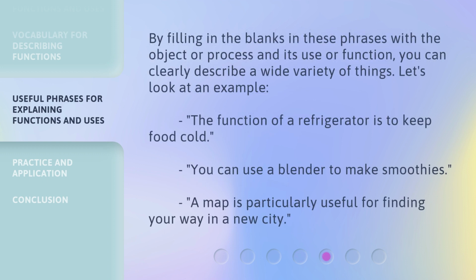By filling in the blanks in these phrases with the object or process and its use or function, you can clearly describe a wide variety of things. Let's look at an example. The function of a refrigerator is to keep food cold. You can use a blender to make smoothies. A map is particularly useful for finding your way in a new city.